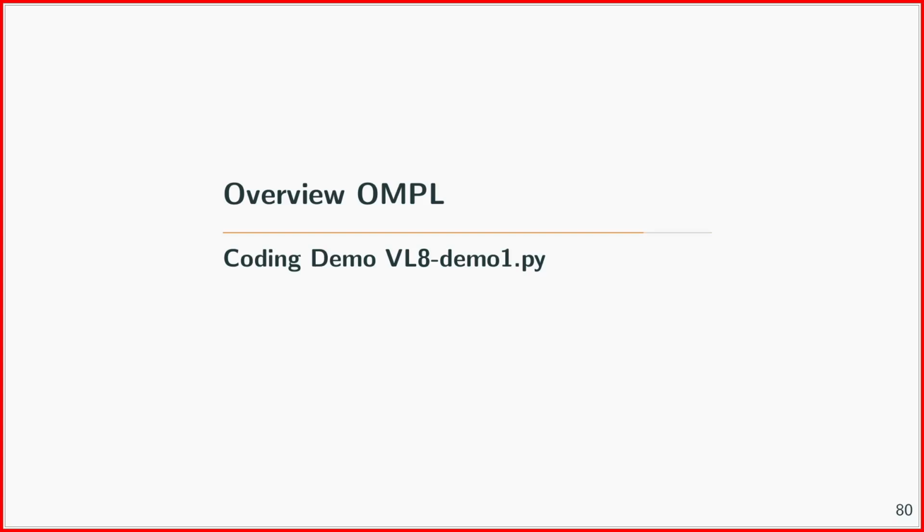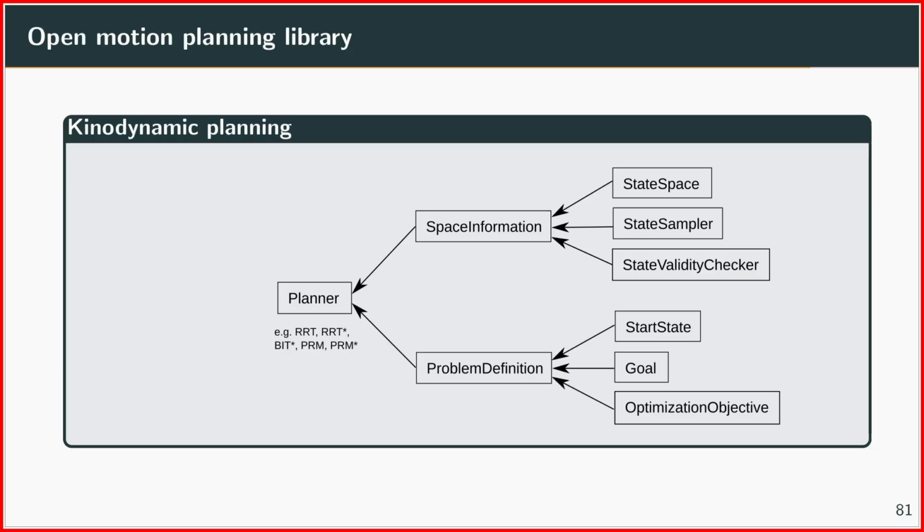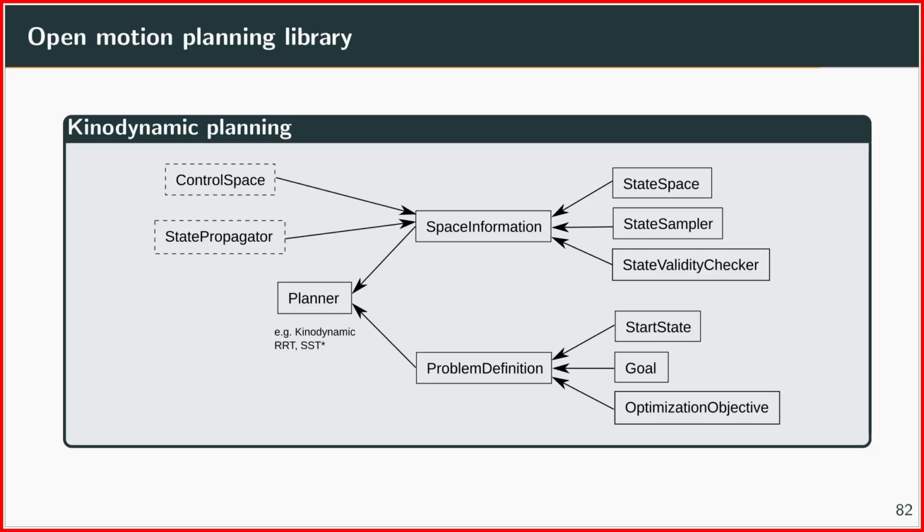Okay, in that case, let me continue to our next topic, kinodynamic planning, and how you can set it up in OMPL. For that, I want to quickly go back to our initial slide about the class structure in OMPL. If you want to do kinodynamic planning, you need some additional structures. In this case, you need at least a control space and a state propagator function, or a steering function if you have one. But at least you need a state propagator and a control space. Those two classes need to be implemented, and they need to be set in the space information class here.